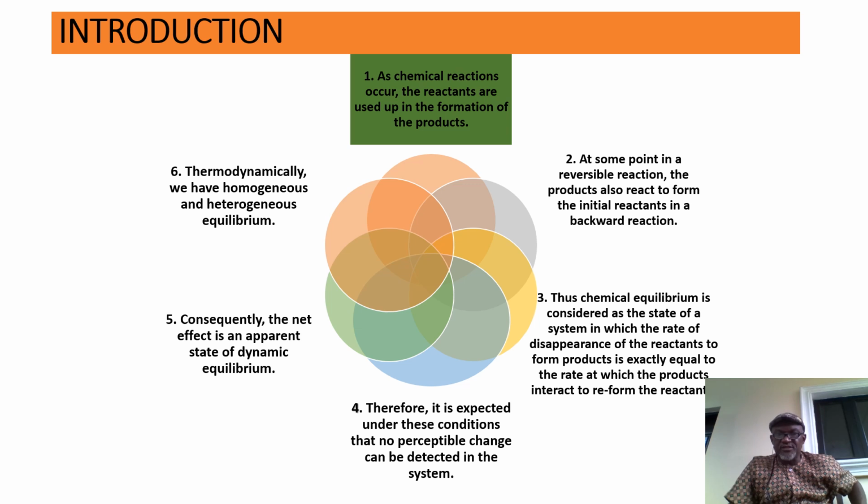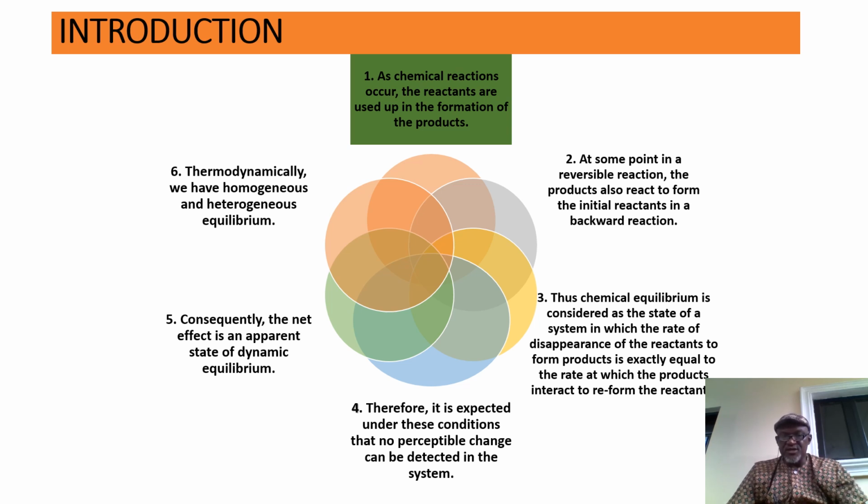Two, at some point in a reversible reaction, the products also react to form the initial reactants in a backward reaction. Remember, we have different kinds of reactions: reversible reactions, irreversible reactions, parallel reactions, consecutive reactions, and so on. But we're interested in reversible reactions. Reversible reaction means as the reaction is proceeding, at some point, the products will start reacting again to reform the reactants. And that's where you have a double arrow showing forward reaction and backward reaction.